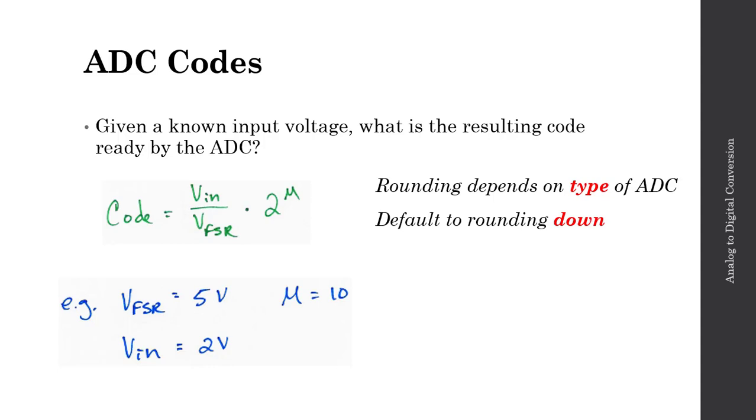The corresponding code is going to be Vin over VFSR, so that'll be 2 divided by 5 times 2 to the m number of bits, so in this case times 2 to the 10. And that'll result in 409.6, and when we round down, our code will be 409.